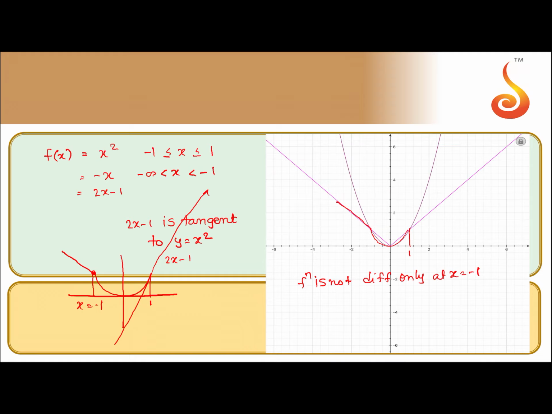But at x equal to minus 1, what we observe? At x equal to minus 1 differentiability will differ, because here you are getting minus 2, here you are getting minus 1. So the function is not differentiable at x equal to minus 1.